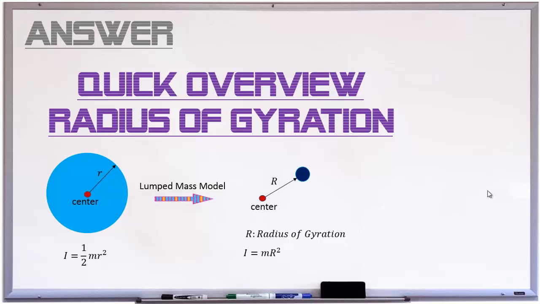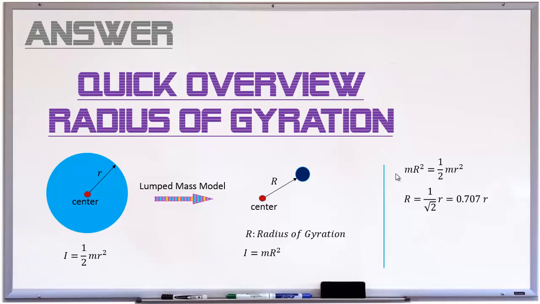Since both I's from both models are the same, you may equate both equations together and end up with this relation: the radius of gyration from the lumped mass model would be approximately 0.707 of the radius of the disk. So you can see that the radius of gyration is less than the radius of the disk. This is just a quick example to show you the difference between the radius of gyration and the actual radius of your geometry.